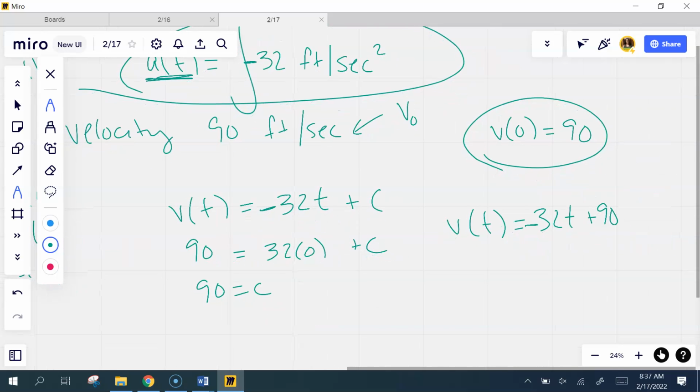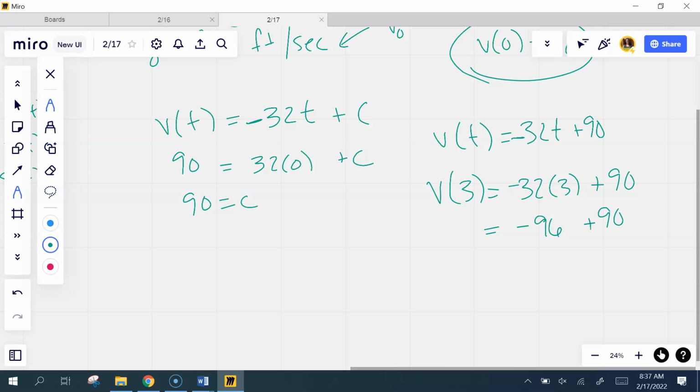So does it work? After 3 seconds, using that, what's v of 3? Negative 32 times 3 is negative 96, plus 90, which is, please be right, negative 6. We're in feet per second. You have to know that it's negative. The gravity is always going to be negative here because it's falling down.